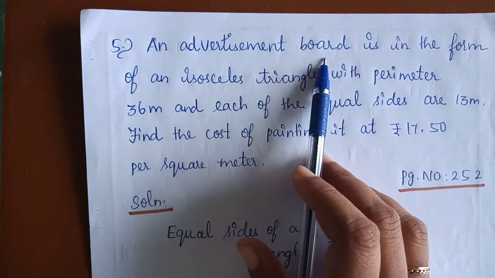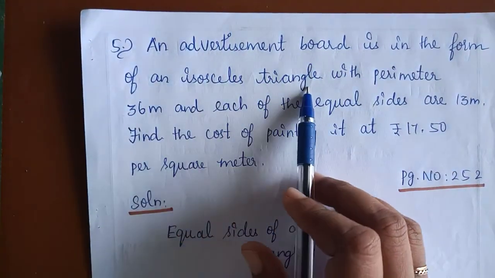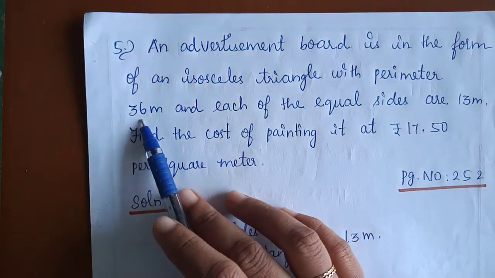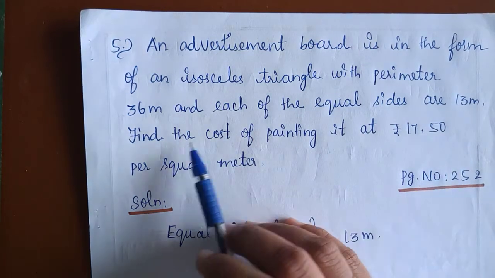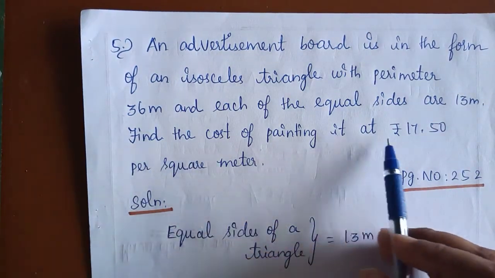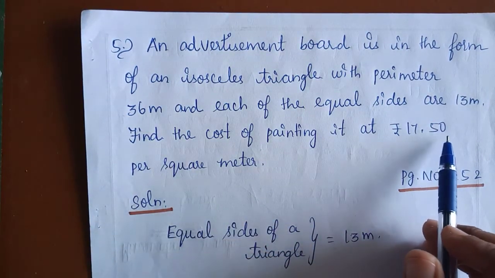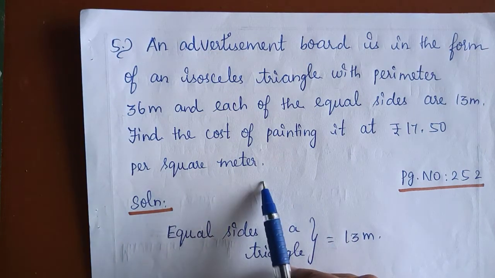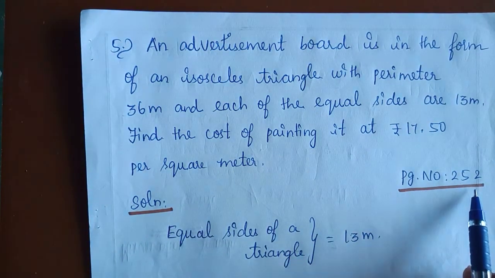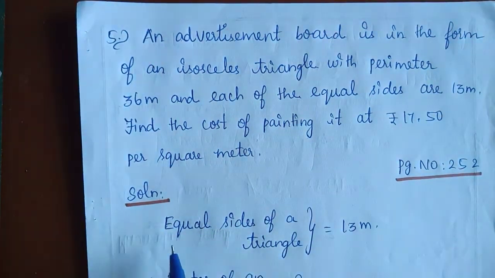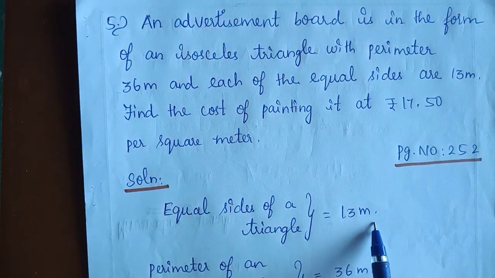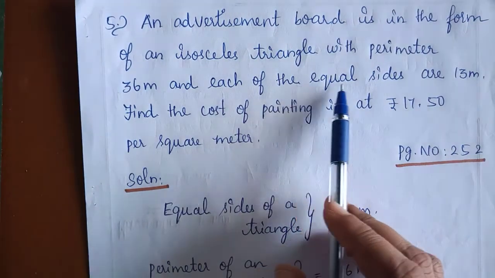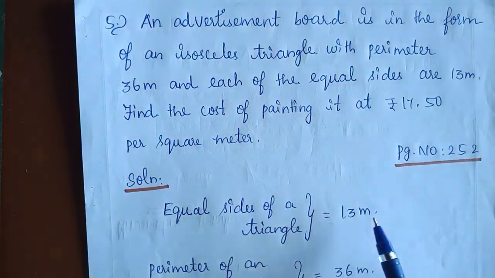Next, problem number 5. An advertisement board is in the form of an isosceles triangle with perimeter 36 meter and each of the equal sides are 13 meter. Find the cost of painting it at rupees 17.50 per square meter. The problem belongs to page number 252. Solution: equal sides of a triangle is equal to 13 meter, because each of the equal sides are 13 meter given in the question.